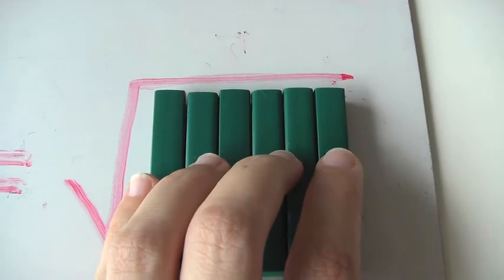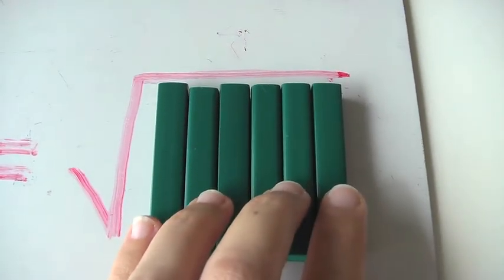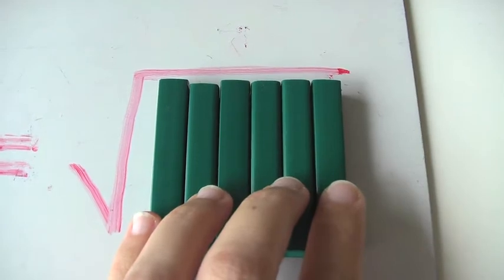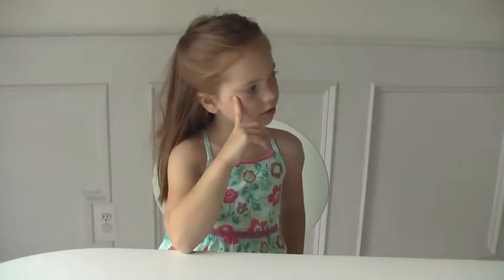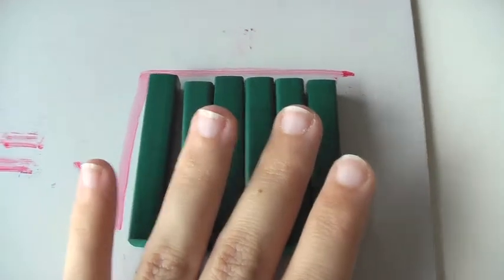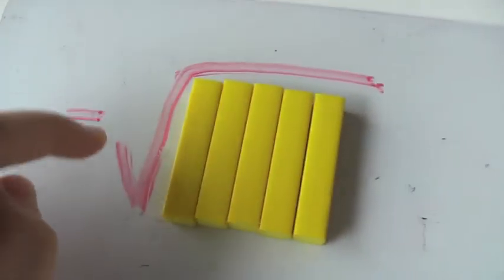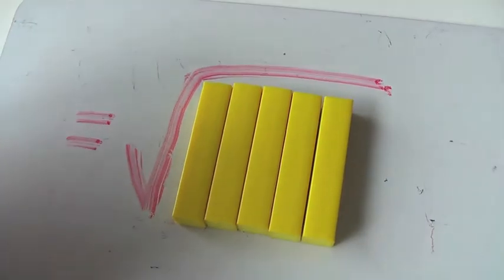How about this one? What's hiding under here? I have 6 rods. What's under there? 6 times 6? 24? 36. Let's see. Yep, 36. Okay, now we're going to learn about this symbol right here. 6 times 6 is 36.